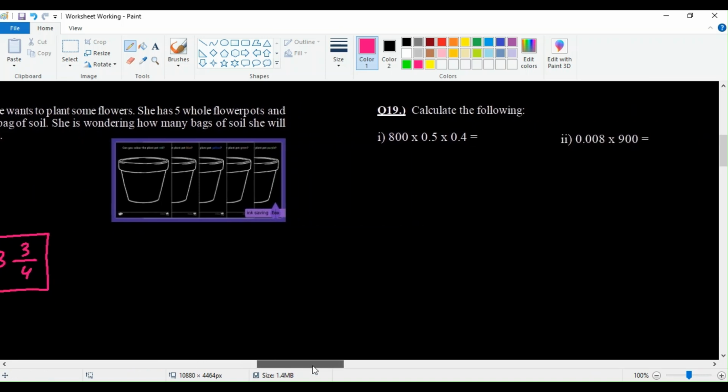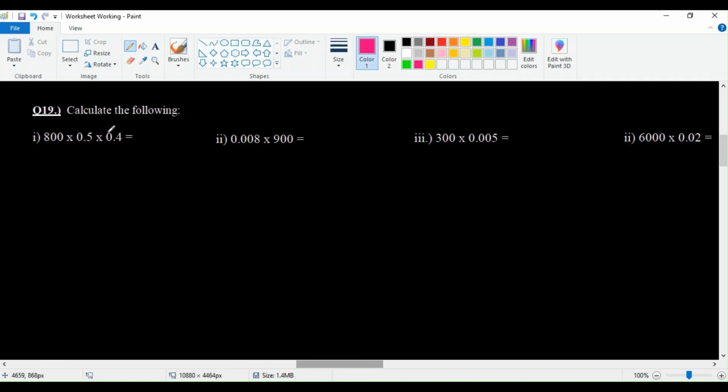Now comes the last question, which is over here. Now to simplify, just look at the numbers. 8 times 5 is 40, and the zeros you'll put like this, 4000, and because it has one decimal place, it's going to be 400. So the first part is going to give us 400.